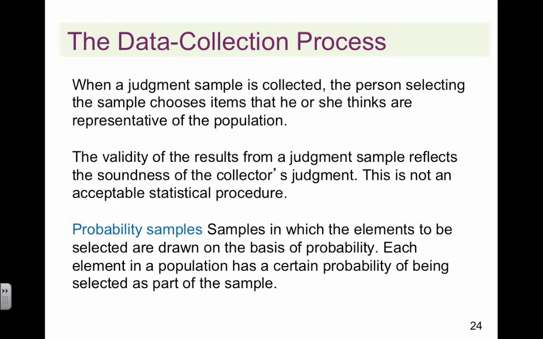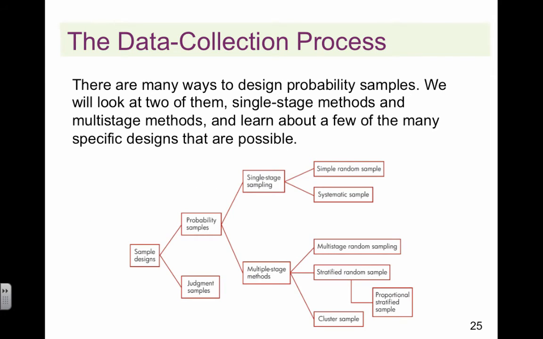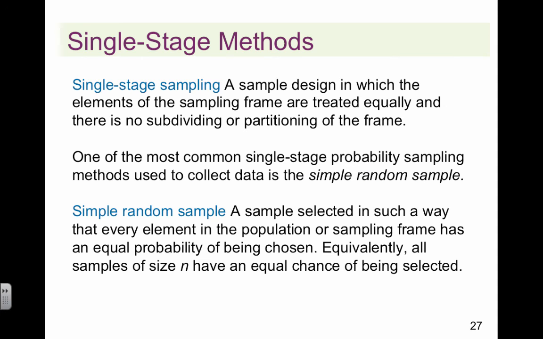A probability sample is one where the elements are picked according to the rules of probability. So each element of the population has a certain probability of being chosen, and we pick from there. So there are lots of ways to design probability. There are single-stage methods and multi-stage methods, and we're going to talk about those. So the single-stage methods mean we only pick once. We don't pick a group and then pick a group. We only pick once.